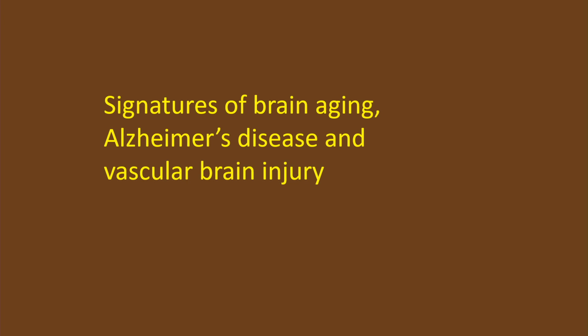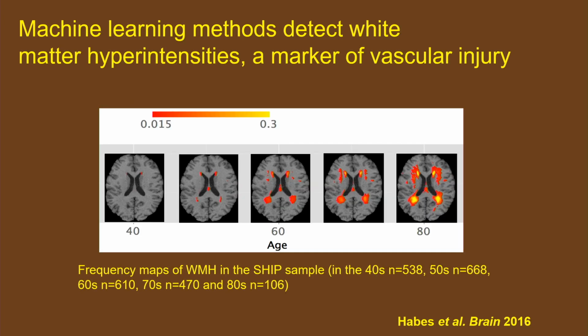Other indices that we are calculating: the SPARE-AD index, which is quantifying AD-like atrophy in the brain using machine learning and classification models. And the third index that I will be talking about is total white matter hyperintensities volume, which can be seen as a proxy for vascular brain injury.